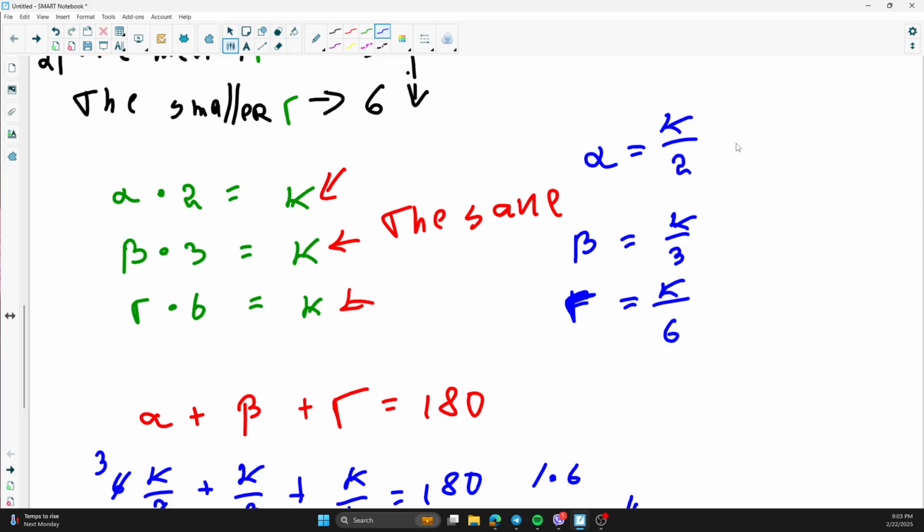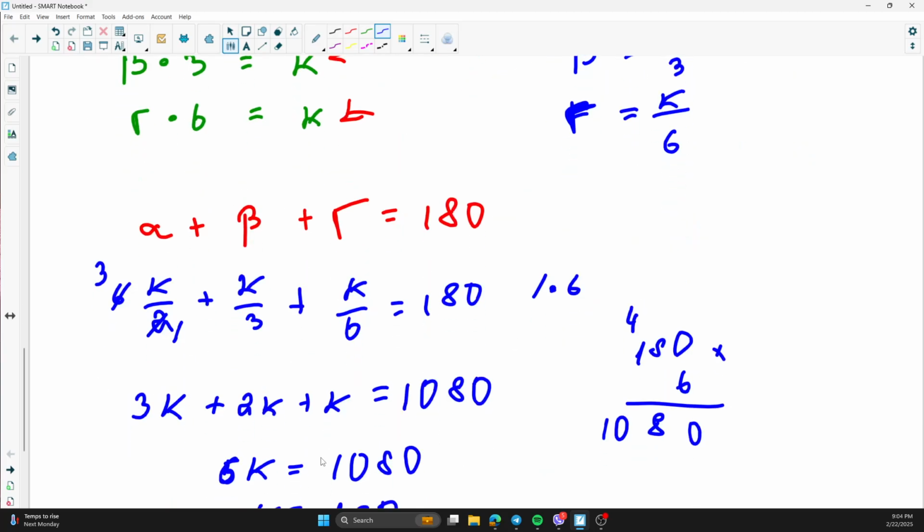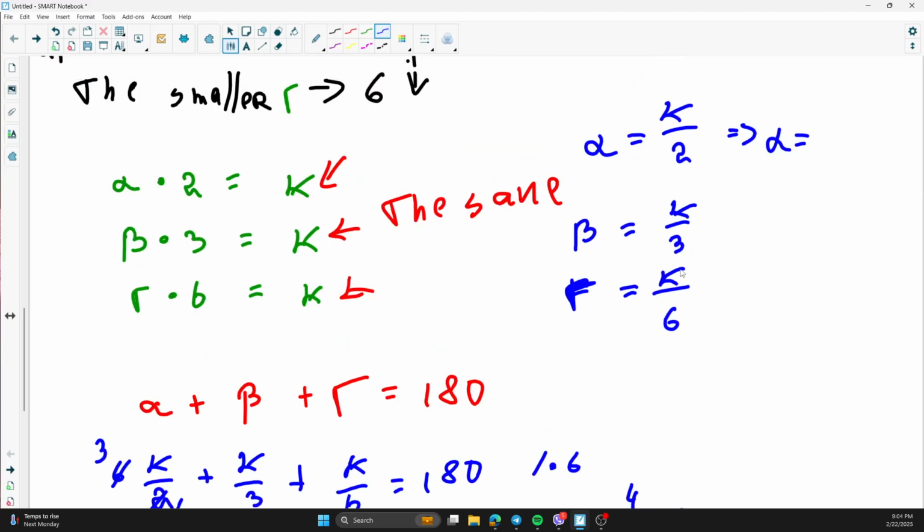Now you know kappa. If kappa is 180, that means the first angle will be how much? Kappa is 180. Yeah, because look, we found out that kappa is 180. So if kappa is 180, then it would be the half of it. The half of 180 is 90. Oh, it's not 100. You know, I think we're both just not in our day.